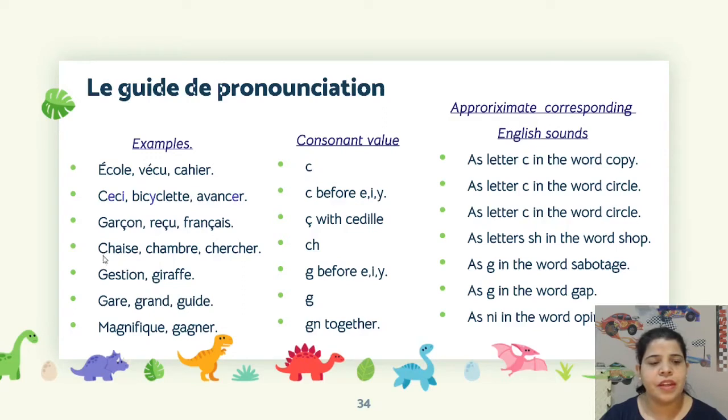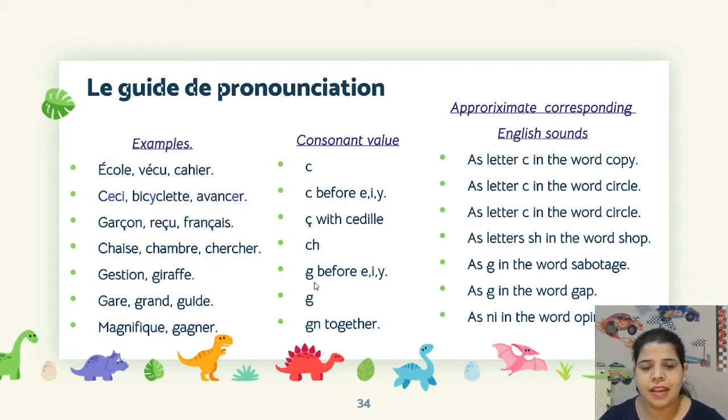Chaise, chambre, chercher. So whenever letter C and H are together, they are supposed to be pronounced as sh, like in the words sharp or shop. Okay, moving on to the letter G, which is called J in French.